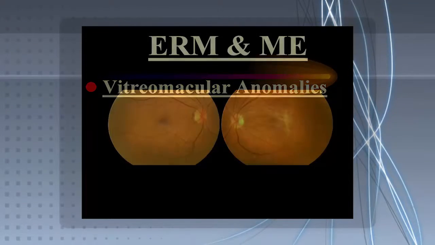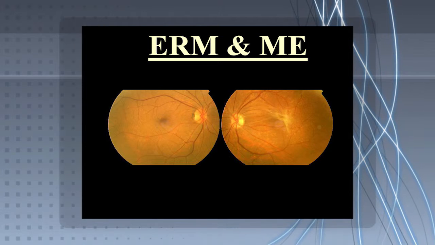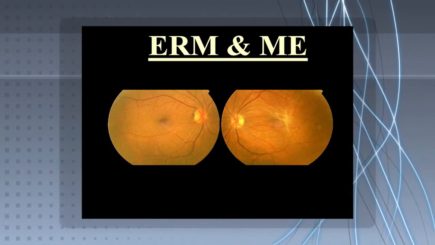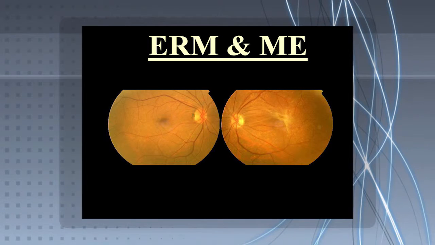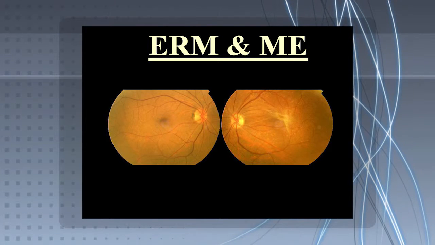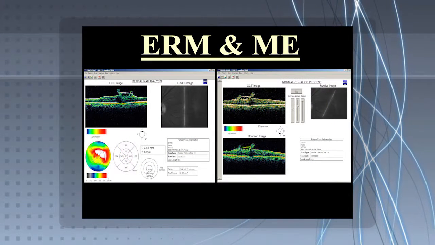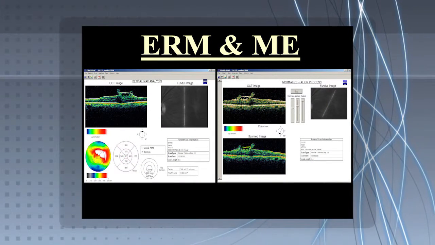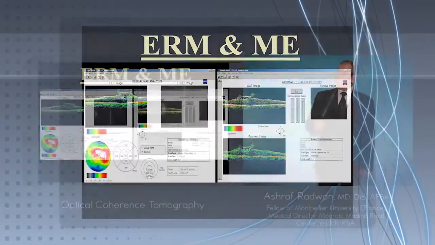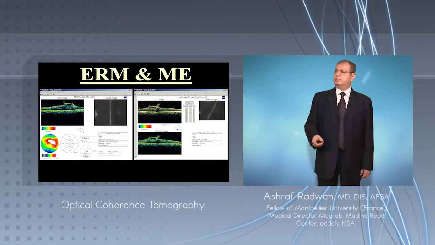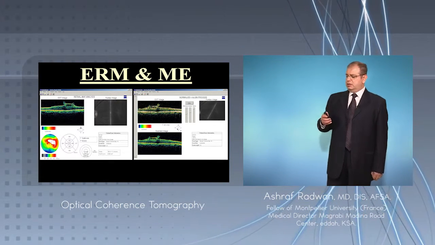In vitreomacular anomalies, such as the presence of an epiretinal membrane, it can lead to the formation of a cystoid macular edema by making traction over the macula. Is this traction really making a cystoid macular edema or not? The OCT can answer this question. As we can see here, there's an epiretinal membrane increasing the thickness of the macular area with intraretinal cystoid spaces.